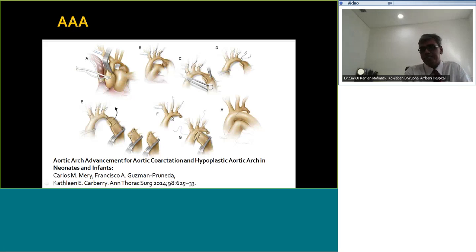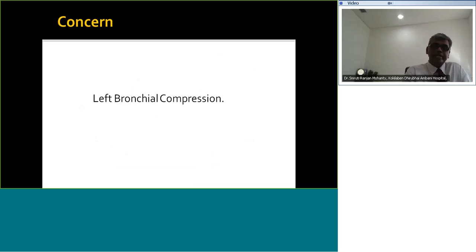In the lesser curvature of the ascending aorta, a new incision is created, and this particular part of the descending aorta is spatulated, beveled, and pulled up and anastomosed in a continuous manner between the ascending aorta and descending aorta, and this is how it finally looks. A normal caliber aorta, and this ascending aorta continues as the descending aorta, and all other cranial vessels come out as an offshoot of that. Well, as I told you, it's easy to draw pictures, but the concern in this is left bronchial compression, which happens mostly in some babies with this particular technique.